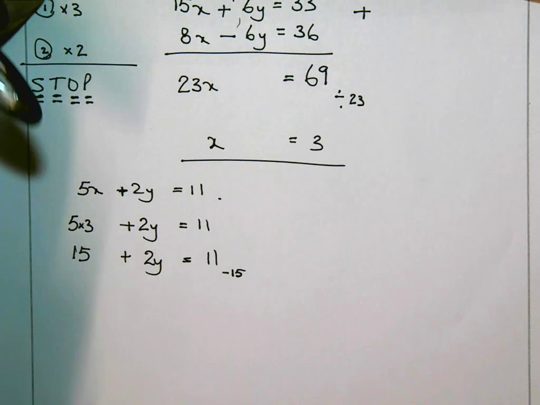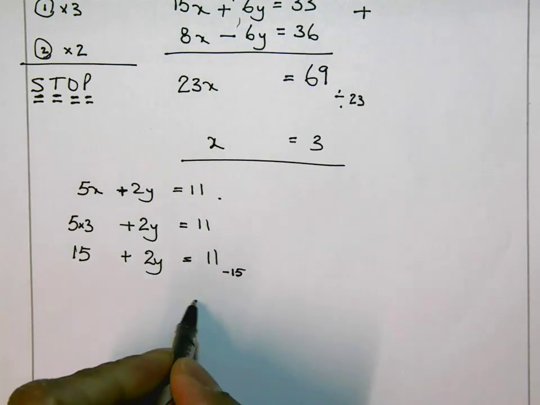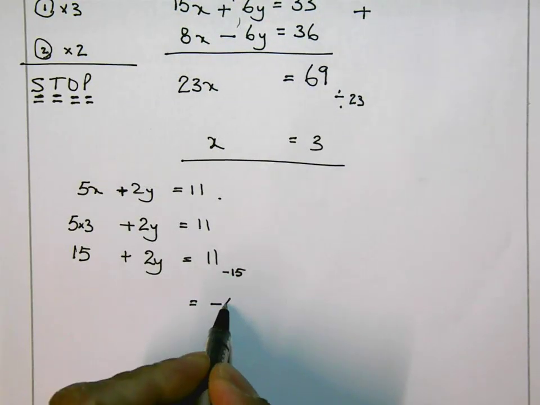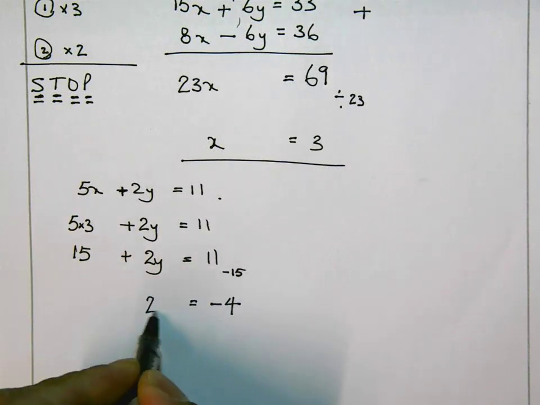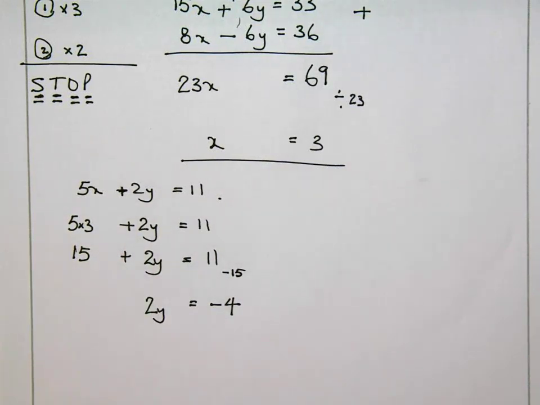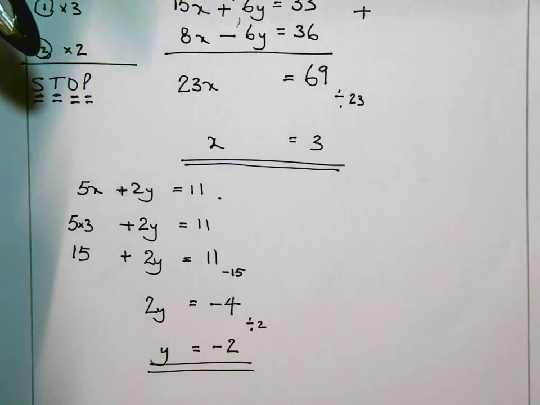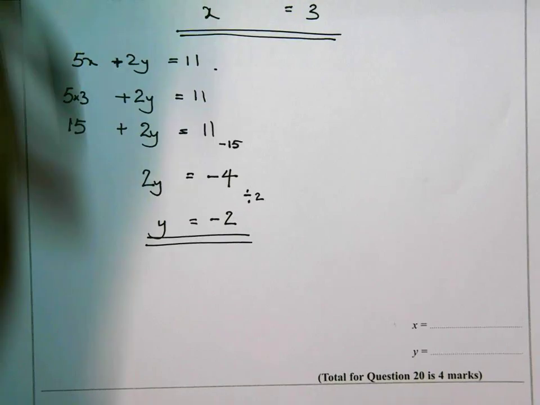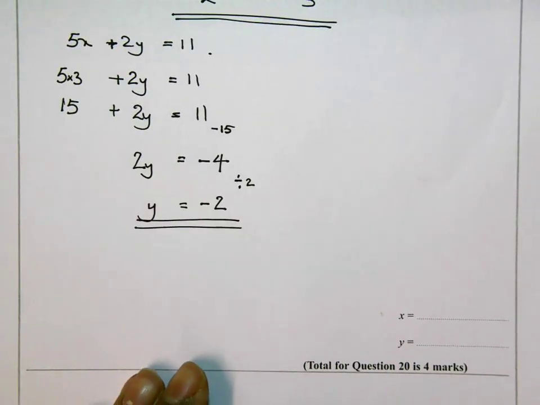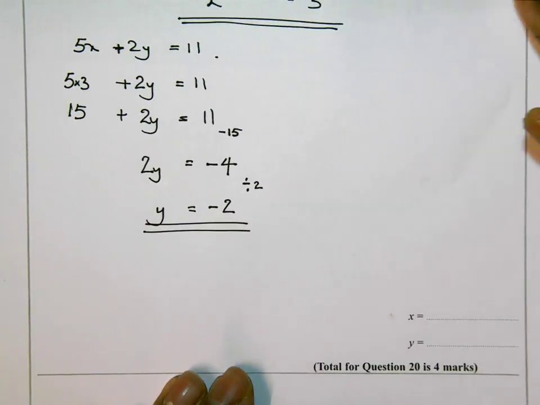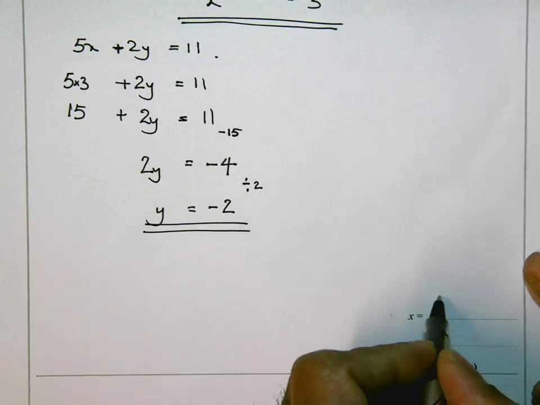Okay, so 11 take away 15 is minus 4. And I've still got positive 2y on this side. To get rid of that 2, I need to divide by 2. So I'll end up with minus 4 divided by 2 is minus 2. I've got a result for x, I've got a result for y, and there's a space down at the bottom of the question to put in my answers. And my answer there is x is 3, y is minus 2.